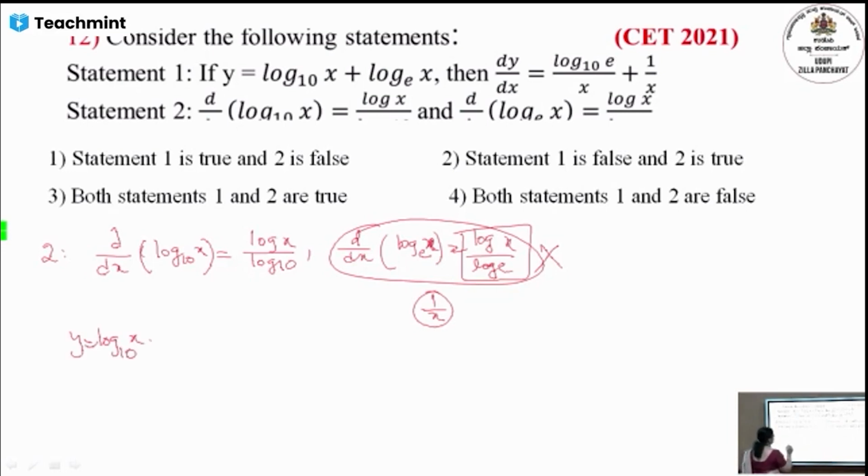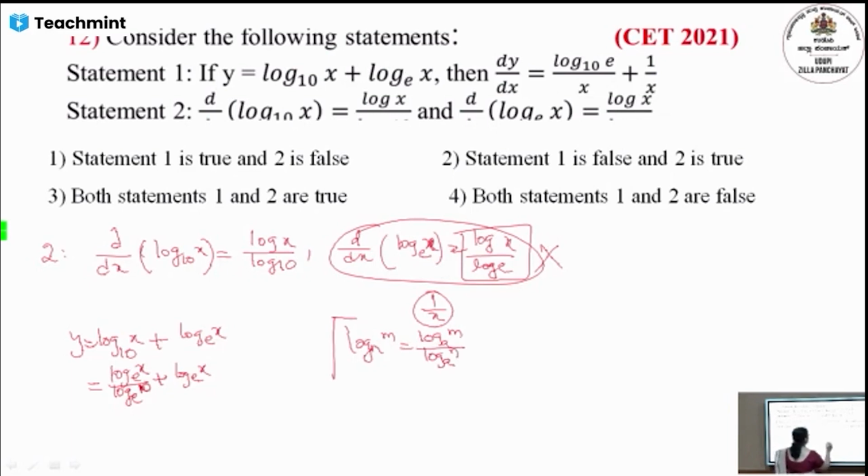So y is log x to the base 10, plus log x to the base e. When I say the derivative of log x is 1 by x, what we mean is the base is e. Any other base will be specified. Derivative of log x is 1 by x means the base is e, not any other base. So I have to change this to the base e by the change of base formula. What does the change of base formula say? If you have log m to the base n, it is log m to the base a divided by log n to the base a. You are changing it to a common base.